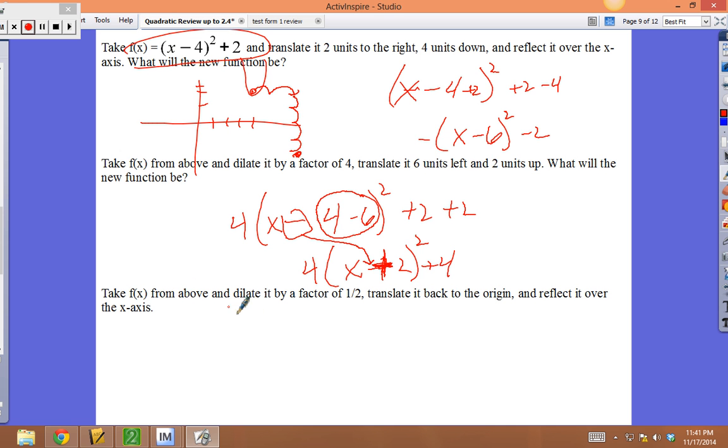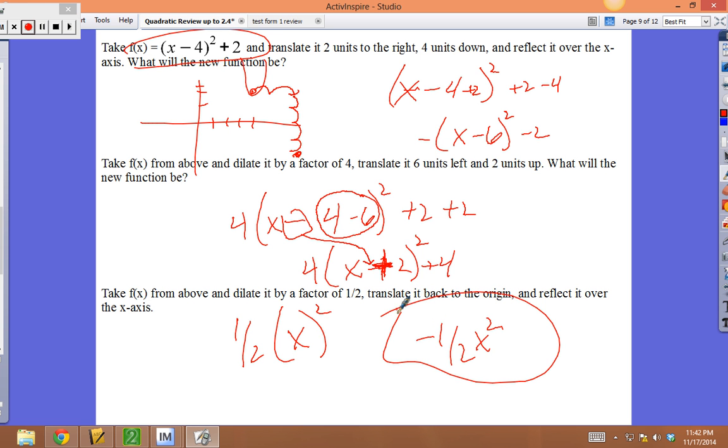Okay, now dilate it by a factor of 1/2, so your a is going to be 1/2. Translate it back to the origin. The origin is easy. Origin is 0 and 0, so you got nothing in the parentheses, you got nothing outside of the parentheses. 0, 0, so it's just going to be 1/2 x squared. Then flip it over the x-axis, -1/2 x squared. That's it.